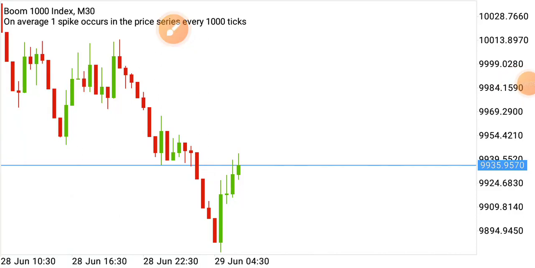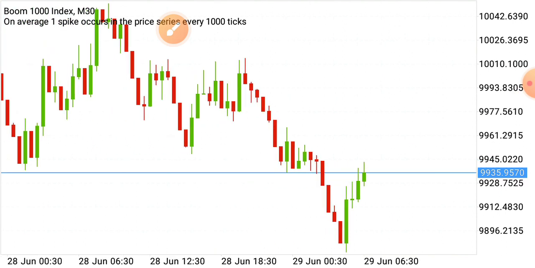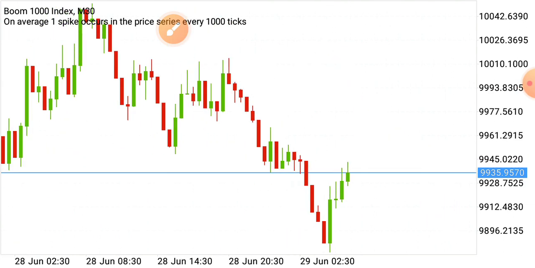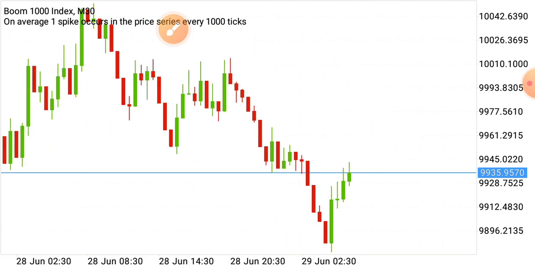In today's video I'll be showing you how to catch multiple spikes on Boom 1000 and Crash 1000 without using any indicator. It's just pure price action, and it will show you everything you need to know to catch spikes. Alright, so without wasting much of your time, one of the things you must know when it comes to catching spikes using price action is to understand resistance and support levels.